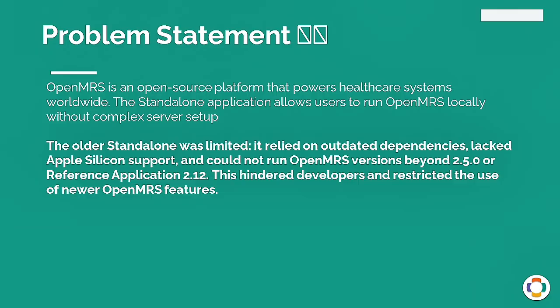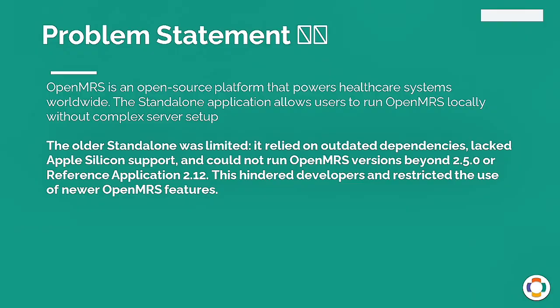It majorly relied on outdated dependencies like the MXJ. It lacked support for Apple Silicon, those are the M1 and M2 chips. And it couldn't run beyond platform version 2.5 and reference application 2.12. This caused challenges for developers and limited adoption of newer OpenMRS features.